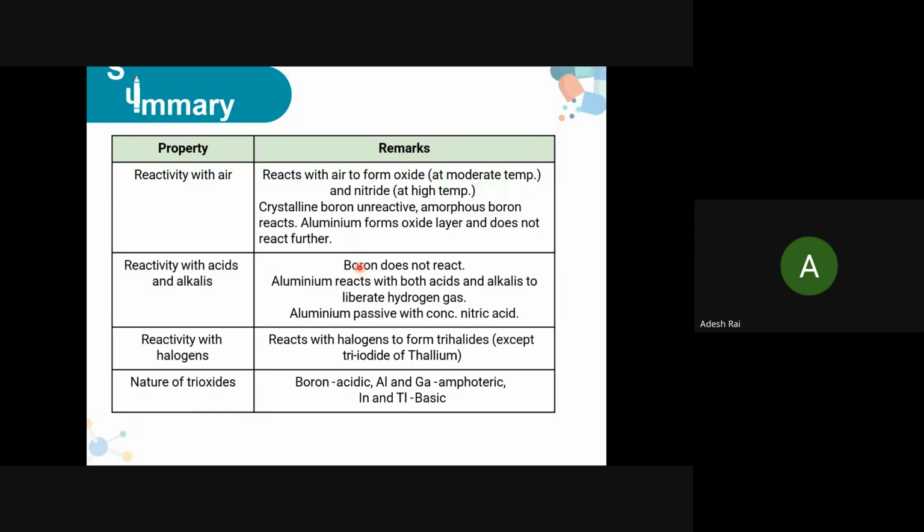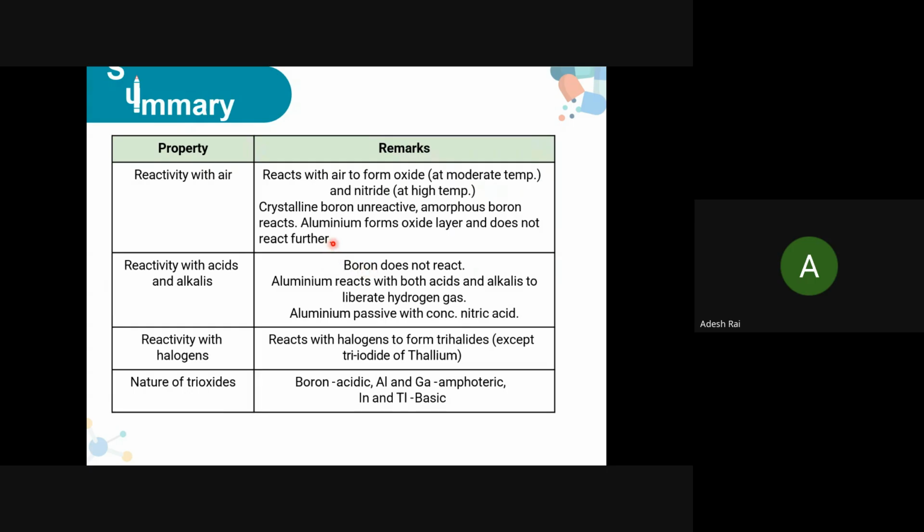And what is the product that it forms? It forms H3BO3. Along with that, if it is concentrated HNO3, then it will release NO2 gas. If it is H2SO4, then it will release SO2 gas. Is that clear? What about base? Does it react with base? The answer is boron does not react with aqueous solution of NaOH, but it reacts with fused alkali.